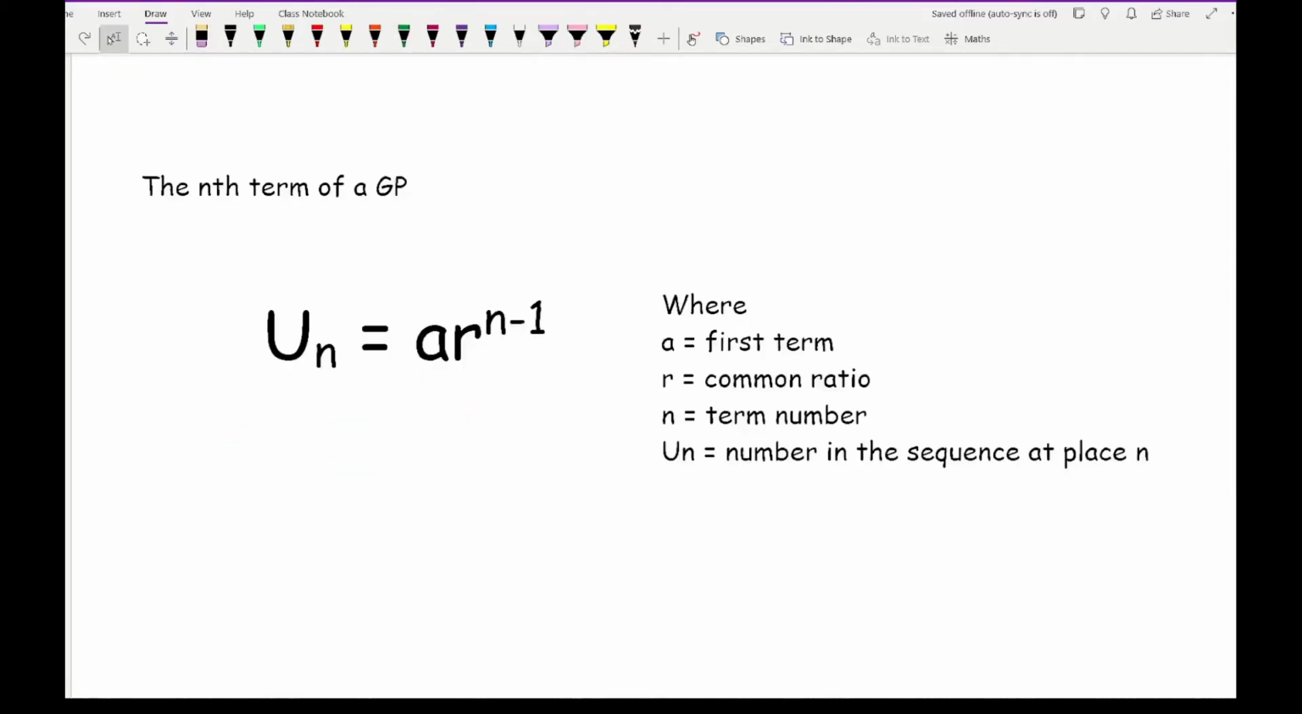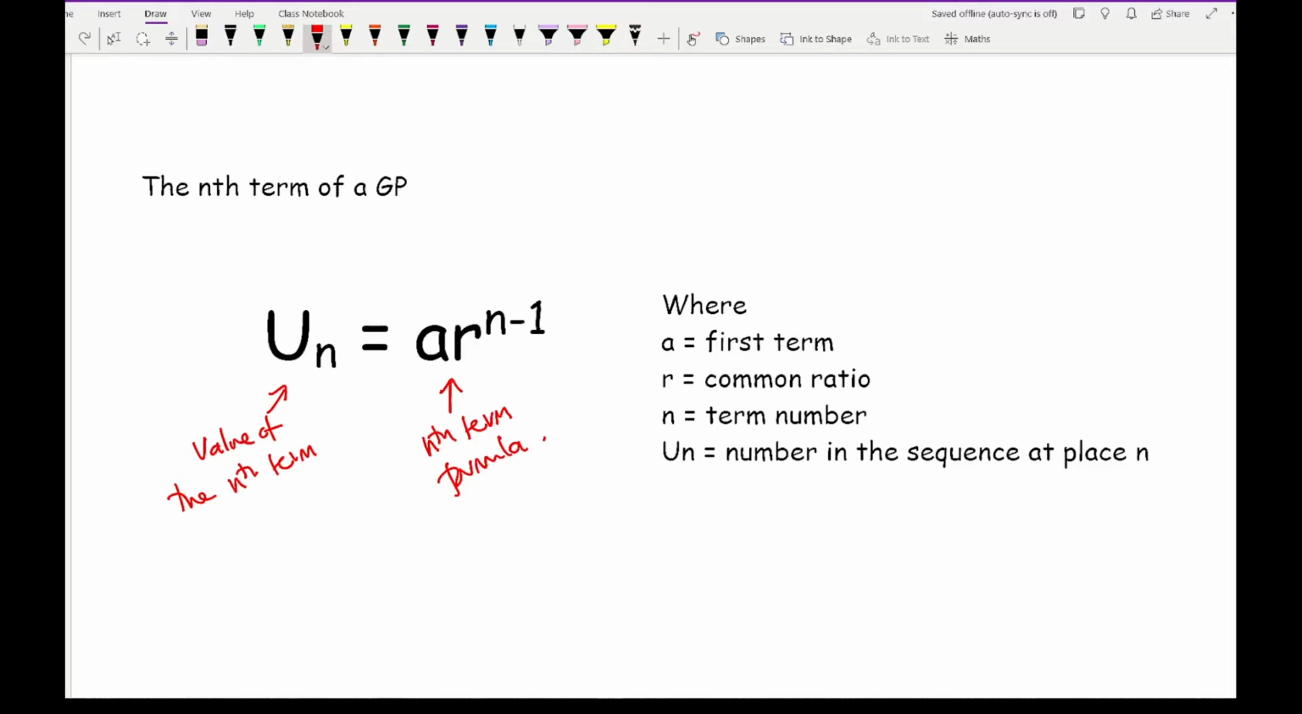So in terms of formulas for a geometric progression, our nth term formula can be represented like so. It's going to be un, which is the value of the nth term, and this is the formula that represents the nth term. Now what is important is that a is the first term, r is the common ratio, n is the term number, and un is the number in the sequence at place n.